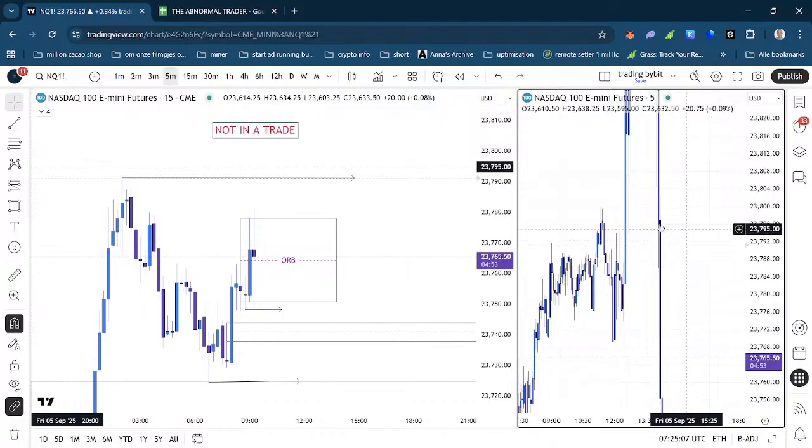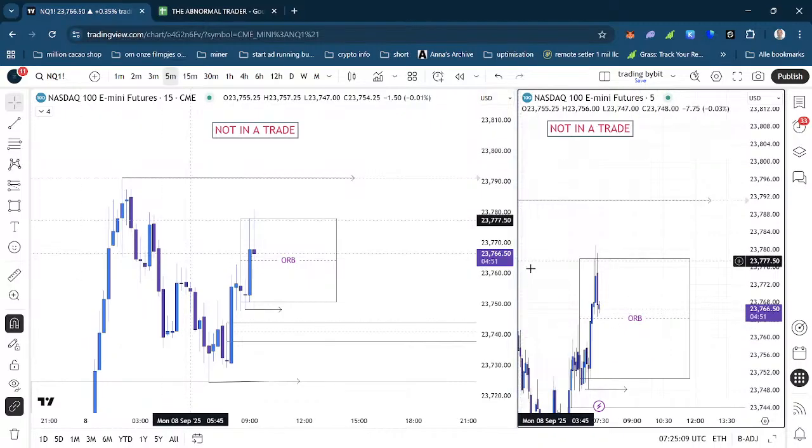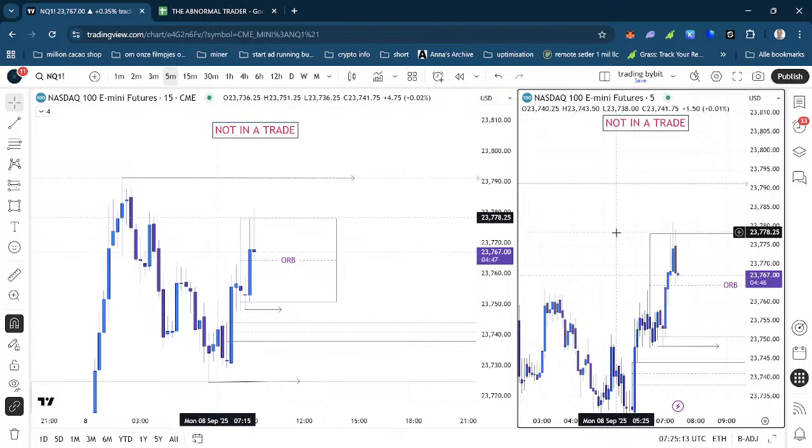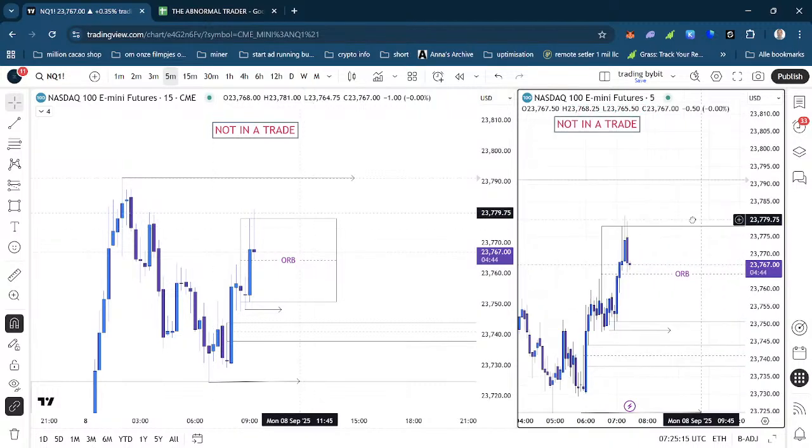For a Monday, Nasdaq is making us have a lot of patience today. An hour and a half into the stream and still no trade.